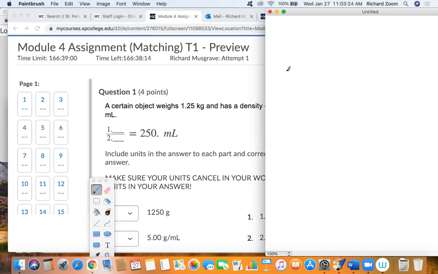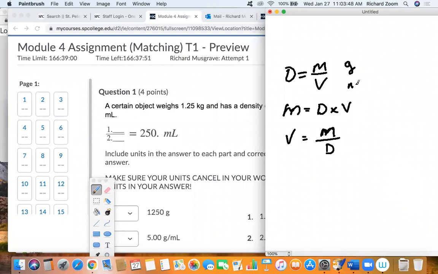Okay, so we were looking at the density lab here. Density is mass divided by volume. We can also rearrange this and we can have mass equals density times volume, and we can have volume equals mass divided by density. So mass will always be in grams and volume will be in milliliters or possibly cubic centimeters. Milliliters for liquid, and then cubic centimeters for solid.